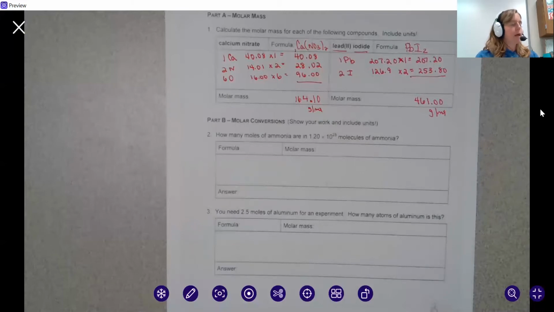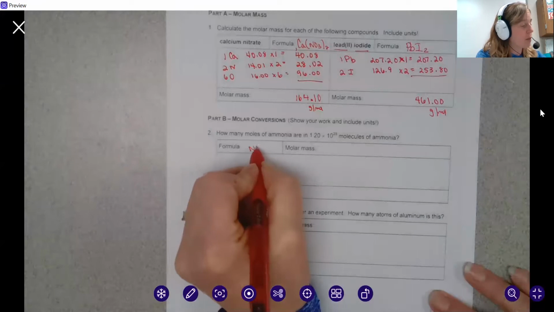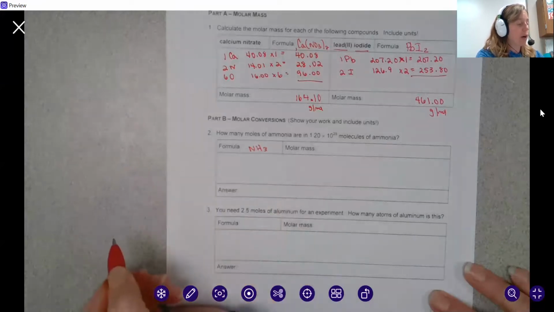Okay. Now, the other concept that we learned was how to convert from either particles to moles or moles to particles. So in our example of that, for this one right here, how many moles of ammonia, and the formula for ammonia is NH3.